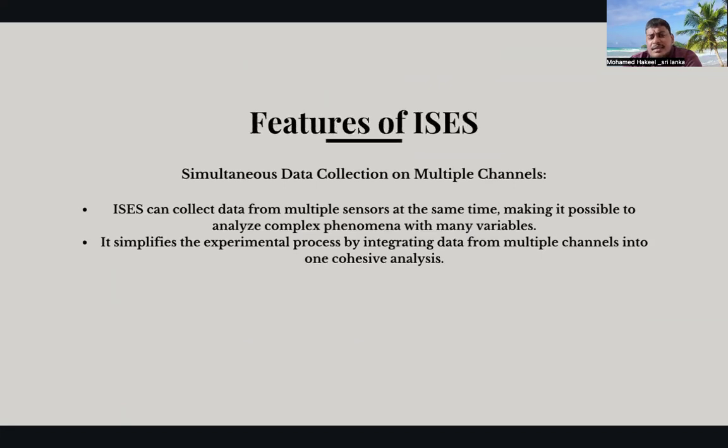And the last feature is simultaneous data collection on multiple channels. ISES can collect data from multiple sensors at the same time, making it possible to analyze complex phenomena with many variables. It simplifies the experimental process by integrating data from multiple channels into one cohesive analysis.